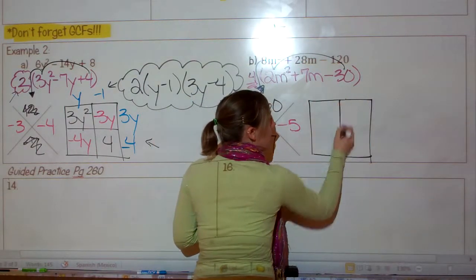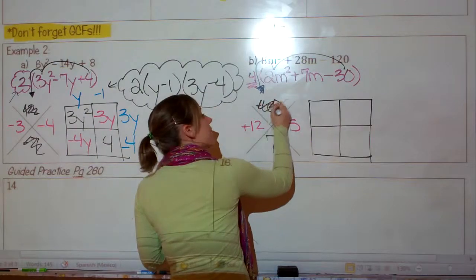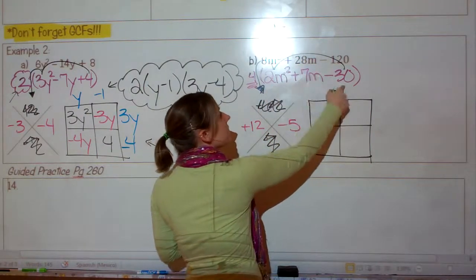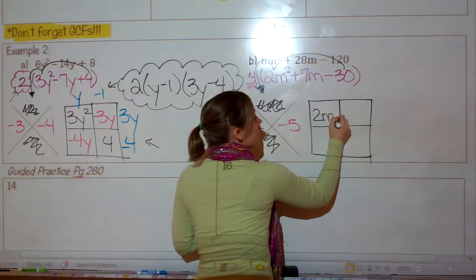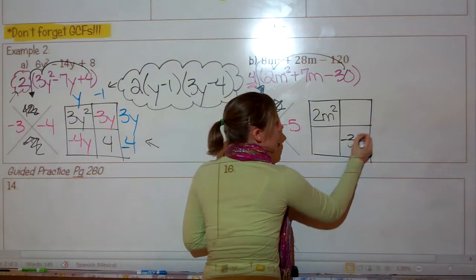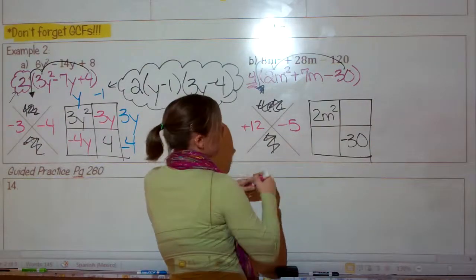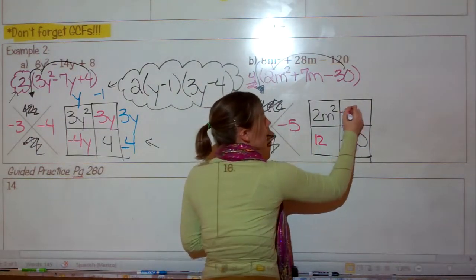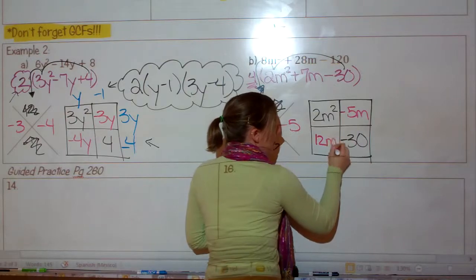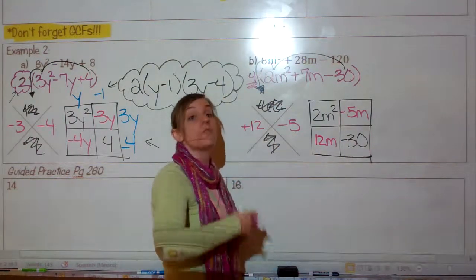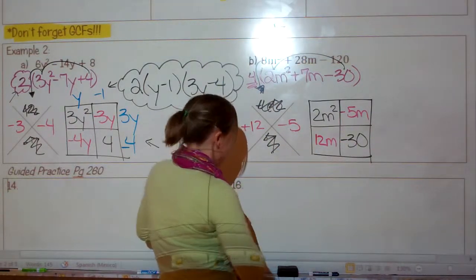Okay, then we have our box. Don't forget, these do not go in. It is these that go in. 2m squared and negative 30. Now we put the two new numbers in there. 12 and negative 5, and don't forget, they both need an m in order to factor accurately the rest of the way.